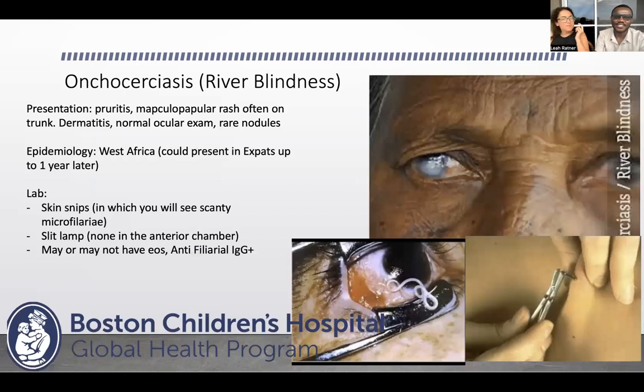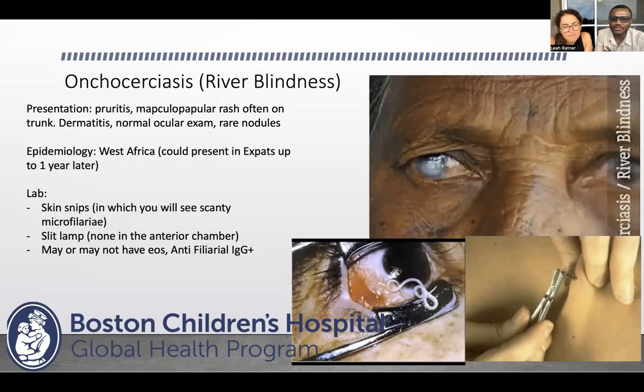So, Onchocerca causes river blindness, of course, with the presentation of pruritus, maculopapular rash often on the trunk, dermatitis, normal ocular exams, and rarely do you find nodules on the skin. It's really common in West Africa, but if anyone is an expatriate here, they could present a little later, after a year. With the skin snips, you will see scanty microfilaria. On slit lamp examination of the chambers of the eye, you find none in the anterior chamber.